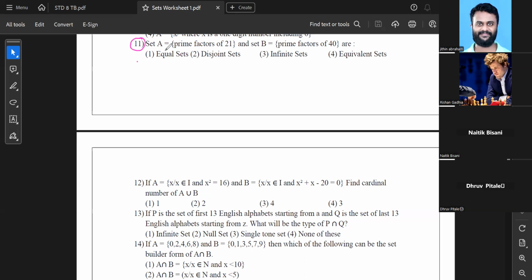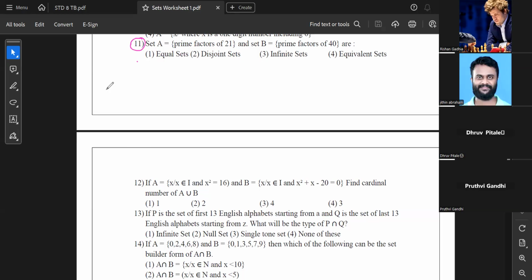Let's go for the 11th question. Set A is prime factors of 21 and set B is prime factors of 40. They are what? ये चीज मैं नहीं करने वाला. I want you to do as homework. Okay, so please do it as homework.